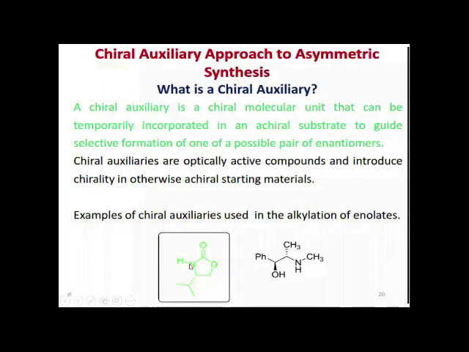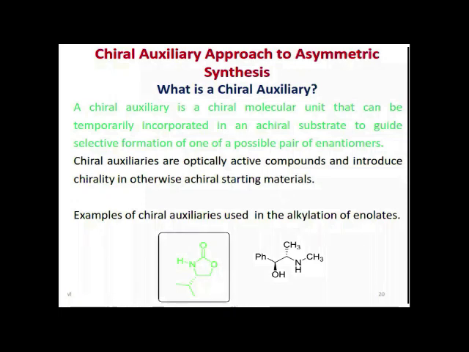Now the next approach is chiral auxiliary. A chiral auxiliary is nothing but a chiral molecular unit that can be temporarily incorporated into the achiral substrate to guide selective formation of one of the possible pair of enantiomers. We'll see how a chiral auxiliary works. Chiral auxiliaries are generally optically active compounds and introduce chirality into an otherwise achiral substrate material.